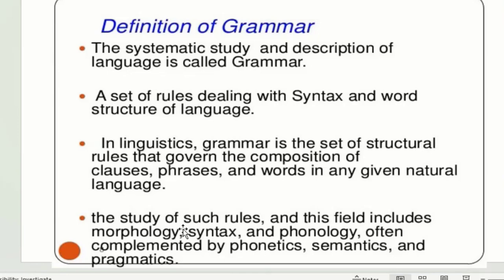The study of such rules and this field includes morphology, syntax, phonology, often completed by phonetics, semantics, and pragmatics. I'm not going to explain these terms. I'm giving you homework. Go and find out what is morphology, what is syntax, what is phonology.